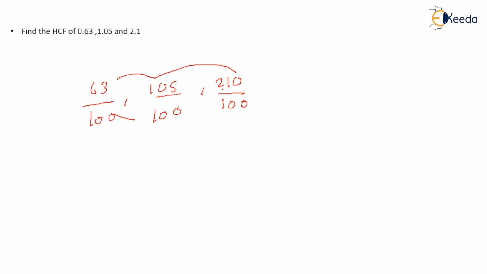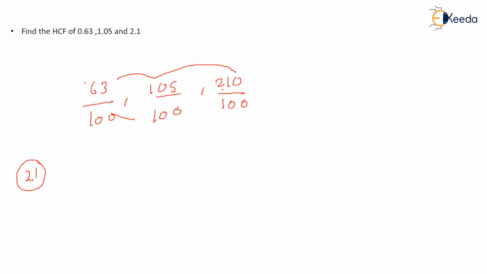So this is the second question in front of us: find the HCF of 0.63, 1.05 and 2.1. Can I write this as 63 by 100, this as 105 by 100, and this as 210 by 100? So I got the same denominator, right? Now I can compare. I have to find a number which is common to all three and can divide all three numbers.